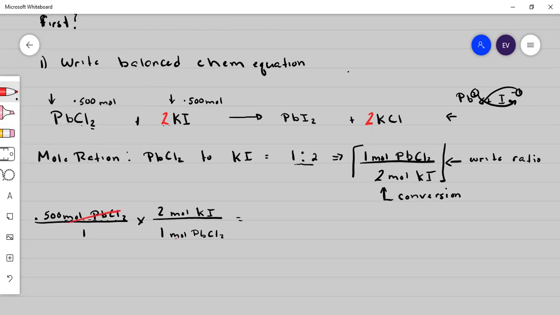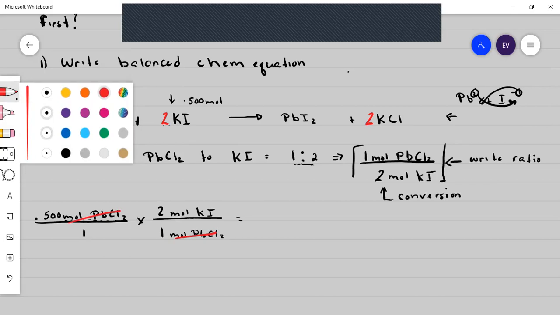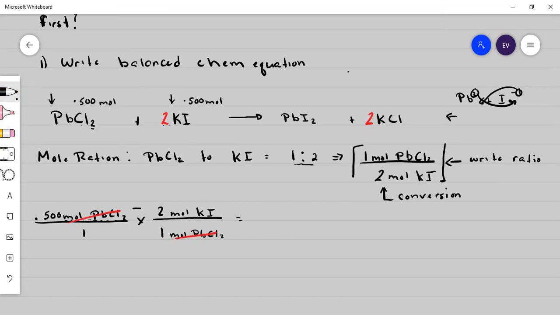When we do this, we're doing just a conversion, and look what happens to moles of lead 2 chloride. They cancel out. Just the same way we've done all the other conversions, you're going to do exactly the same method when it comes to stoichiometry. This is why I've been stressing to write down the process. Now I'm going to multiply everything straight across the top, everything straight across the bottom.